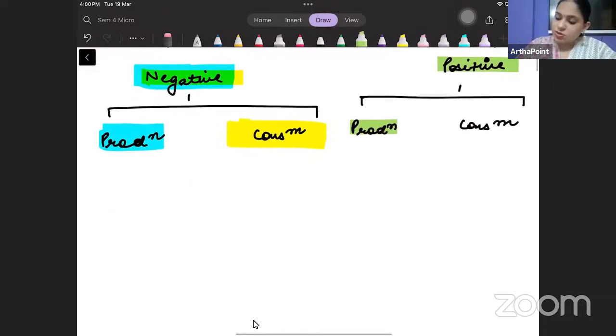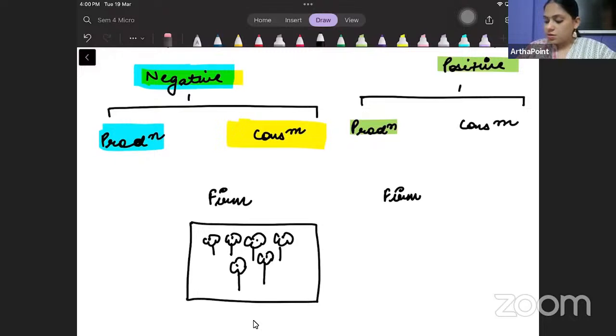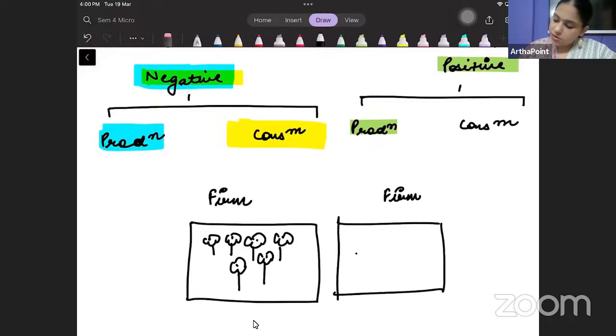Iska ek example samjho. Imagine there is a firm here. This firm has a business of flowers. There is another firm here. This firm has a business of honey. Now for honey, this firm requires bees.